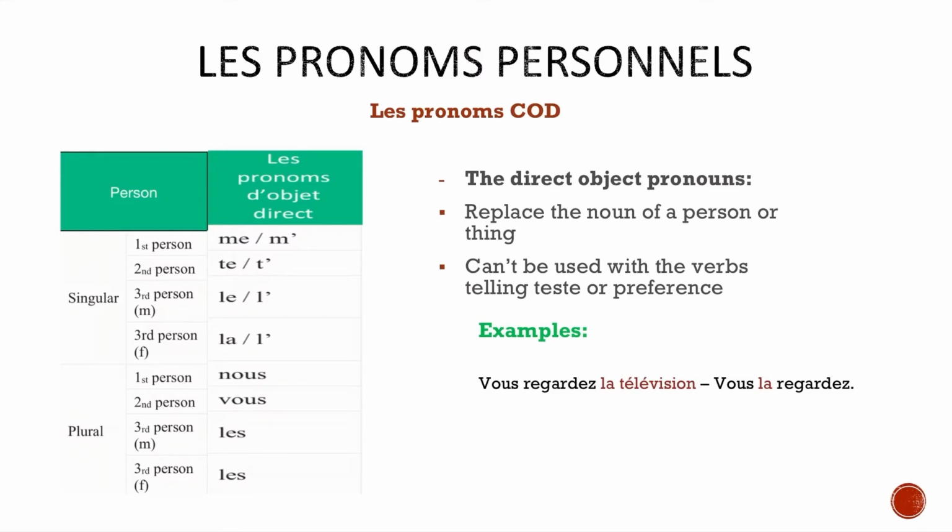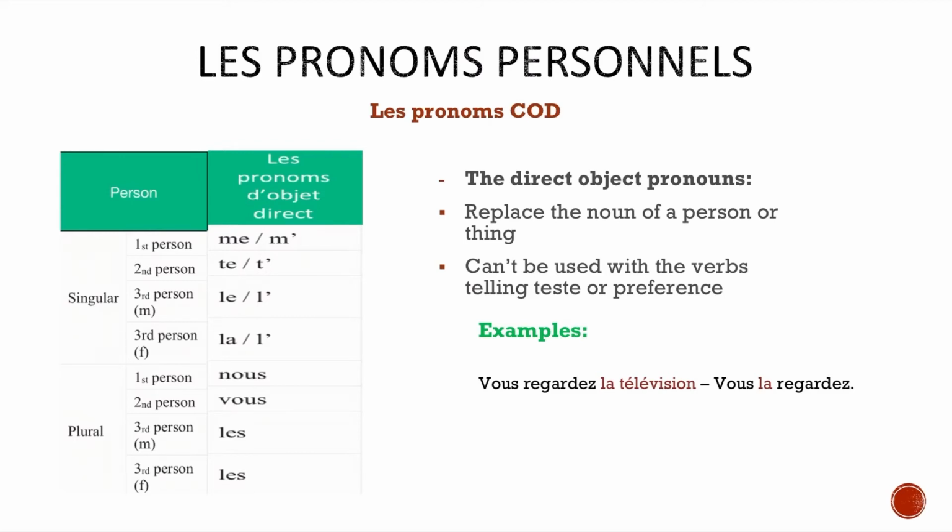Here we have vous regardez la télévision. If we look at this sentence and we want to define all the elements, we'll find that vous is a subject, regarder is a verb, and la télévision, that's what we will call complément d'objet direct, because it completes the sentence, and it's direct because we don't have any preposition here after the verb.